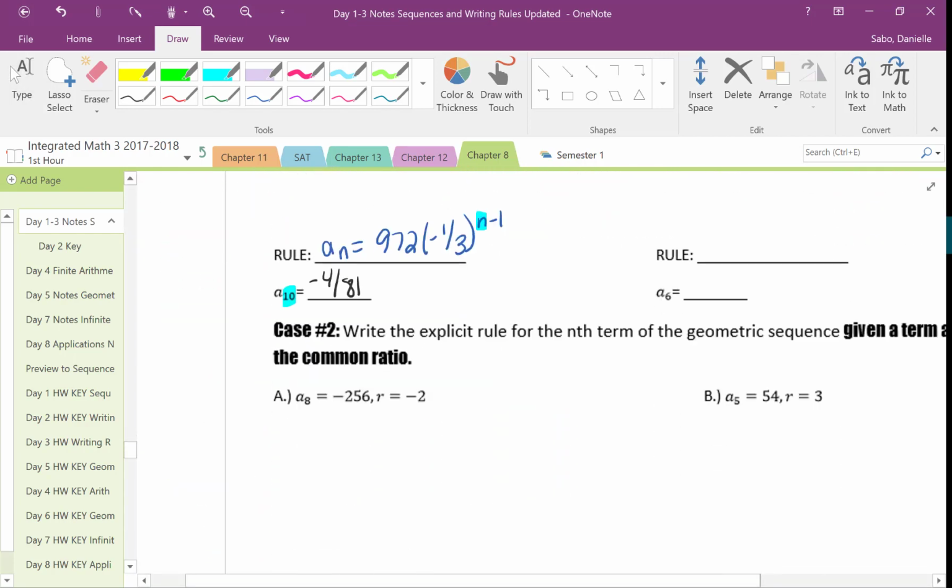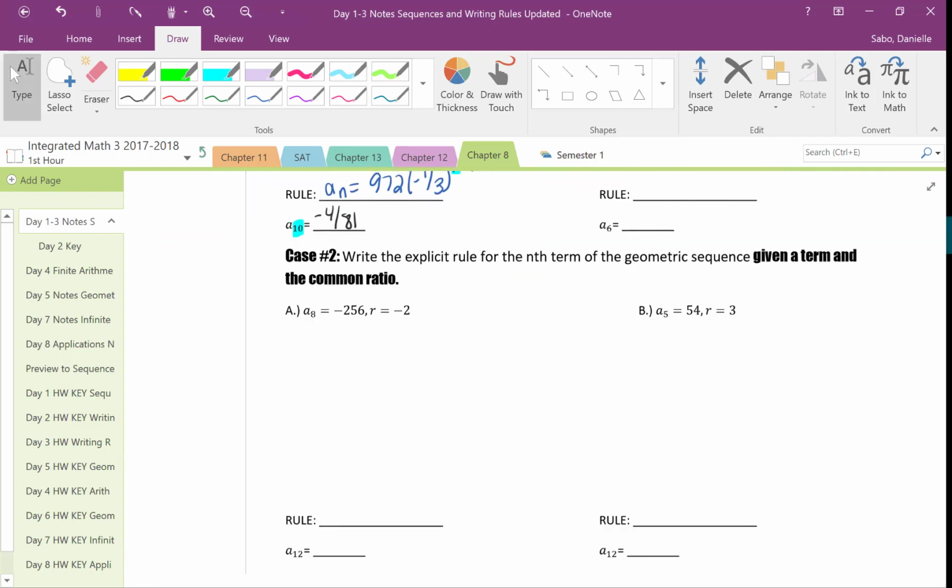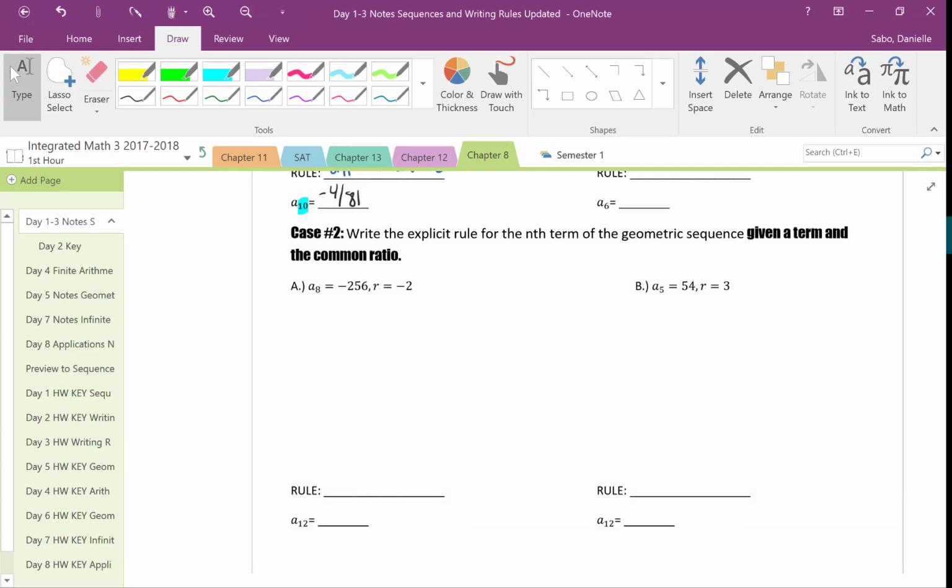Write the explicit rule for the nth term of the geometric sequence given a term in the common ratio. So just like what we did for arithmetic, we need to have two things. We need to have the value of the first term, and we need to have the rate. Well, we don't have the value of the first term. We have the value of the eighth term. So we have to plug that into our formula.